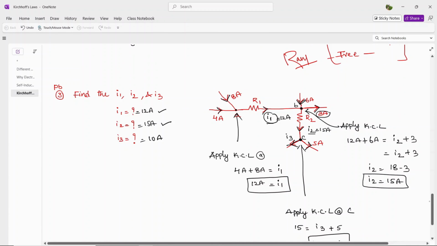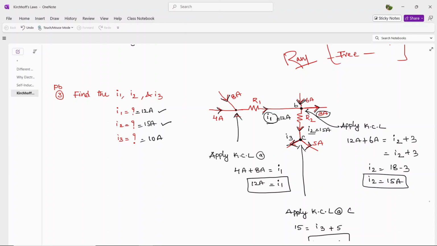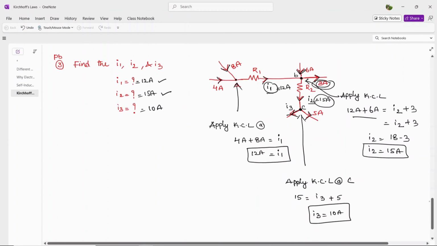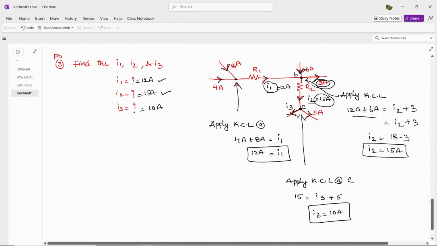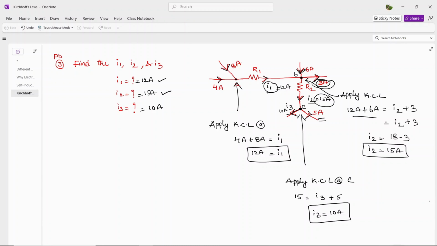You can see here 12 is entering, 12 is leaving. Very simple. Here 12 and 6 are entering, which is nothing but 18. So 18 is leaving as 15 and 3. At this point 15 is entering and it gets divided as 5 amperes in this branch and 10 amperes in this branch. Successfully KCL is also 100% verified. We have found the values of I1, I2, I3.